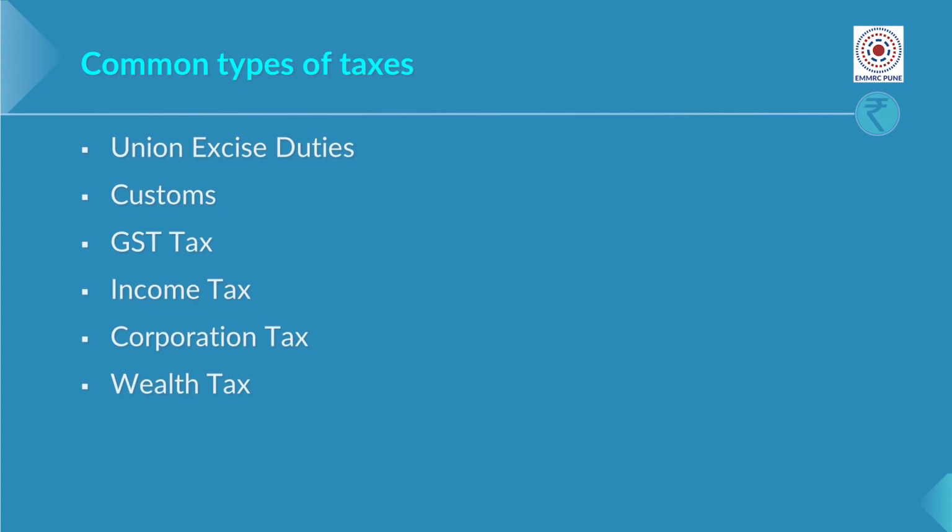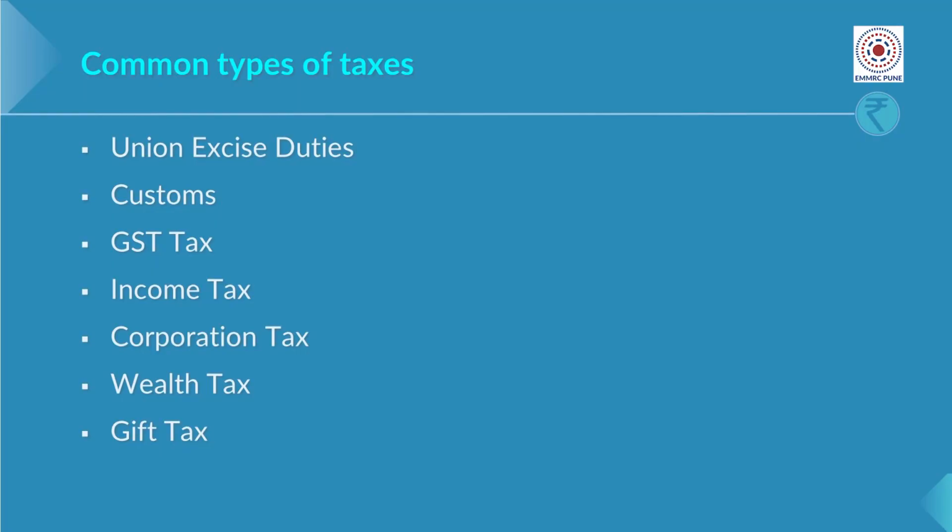Wealth tax. It is a tax levied on the net wealth owned by individuals and businesses in a financial year. It is collected by the central government and is based on progressive rates, which means that higher wealth owners pay higher tax rates than the lower wealth owners. Gift tax. This is a tax levied on the transfer of property or money by one person to another without any consideration or compensation. It is collected by the central government and is based on progressive rates, which means that higher value gifts pay a higher tax rate than the lower value gifts.